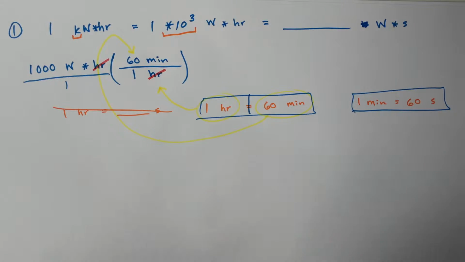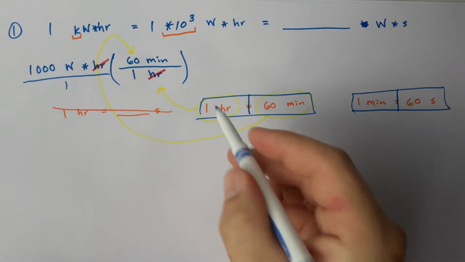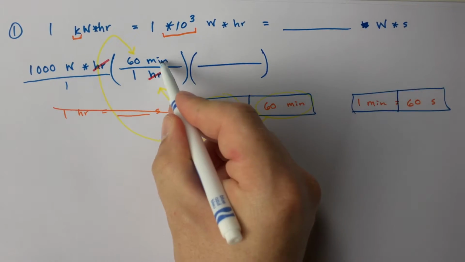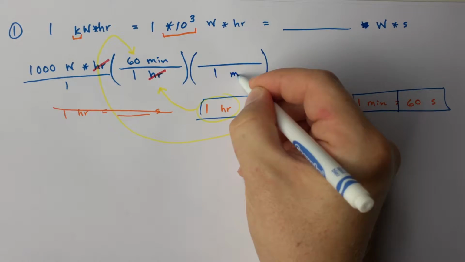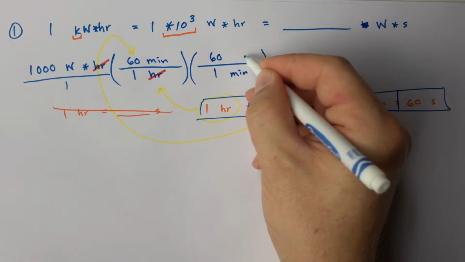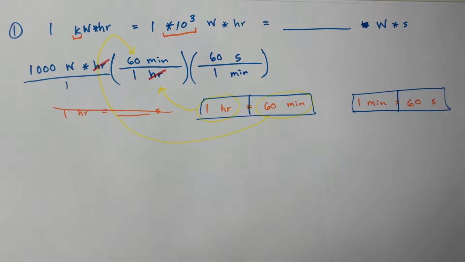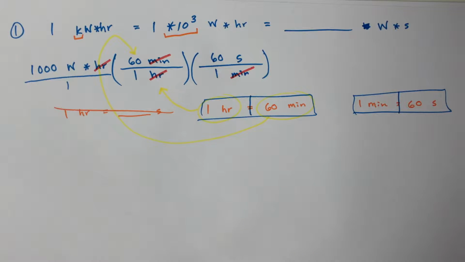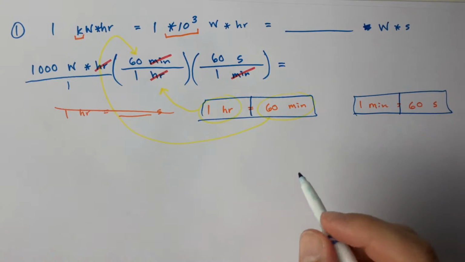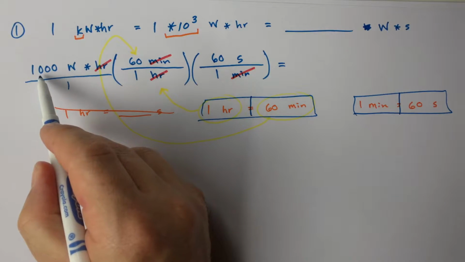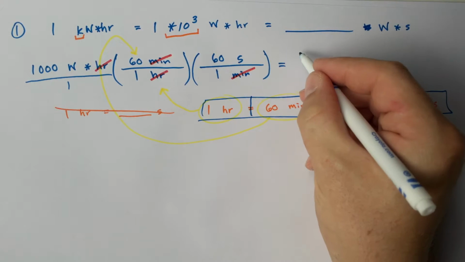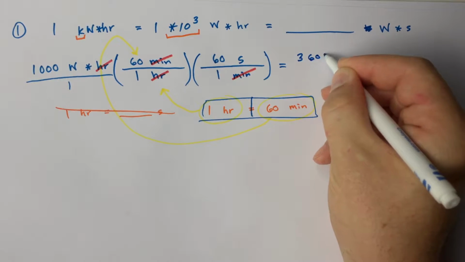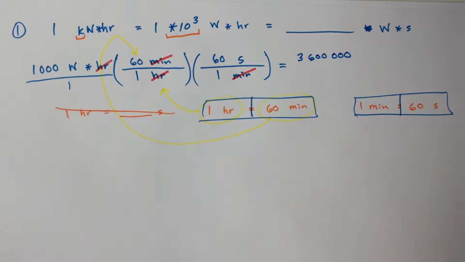And right now my units would be watts times minutes, but I don't want watts times minutes. I want to do again the same thing with this equality. I want to put the minutes on the bottom to cancel this minutes on the top. So I have 1 minute on the bottom, 60 seconds on the top, and again I can cancel. This minute on the bottom cancels this minute on the top. And this is what I want. Here's where I'm at. I have 1,000 times 60 times 60, which is 3,600,000. I think that's right.